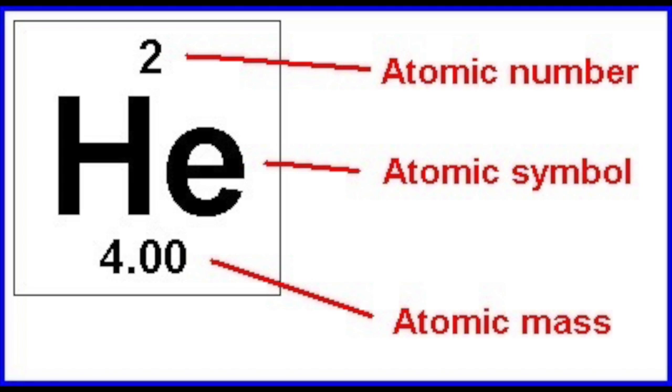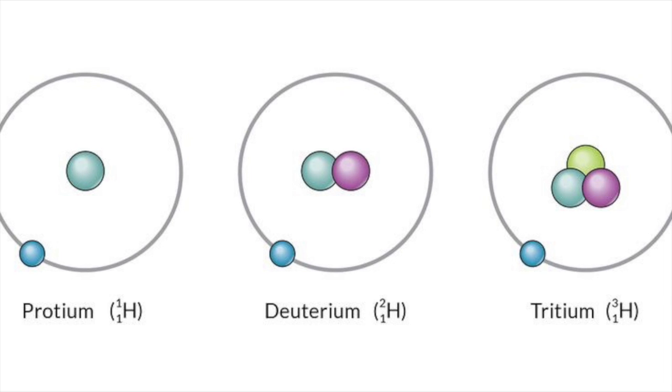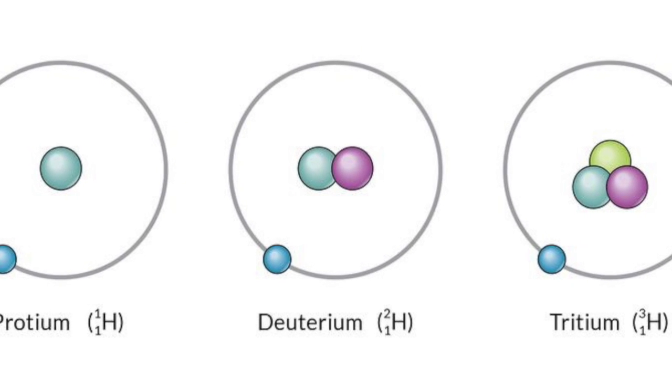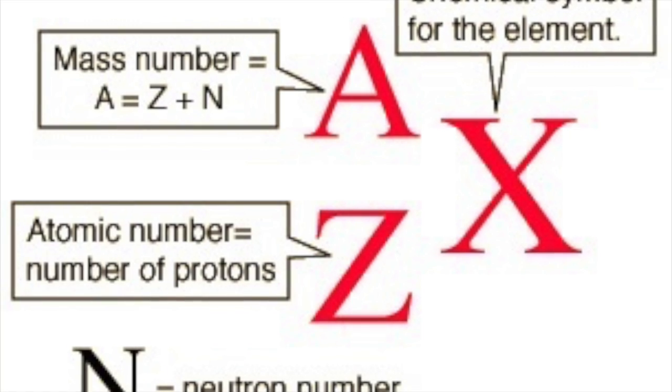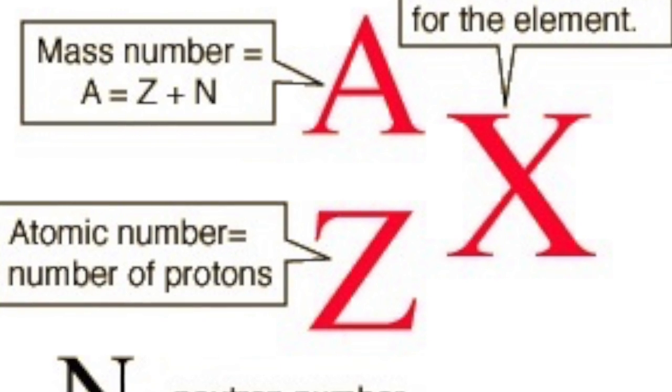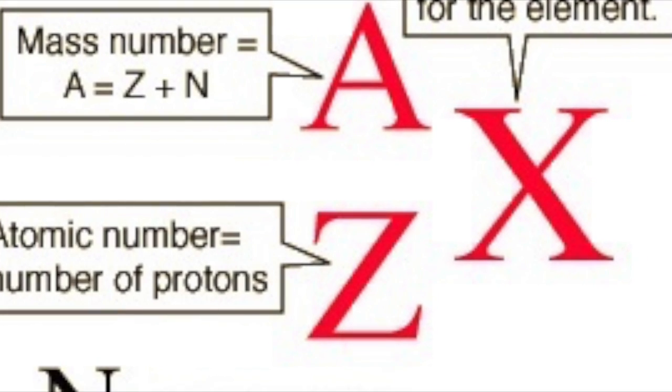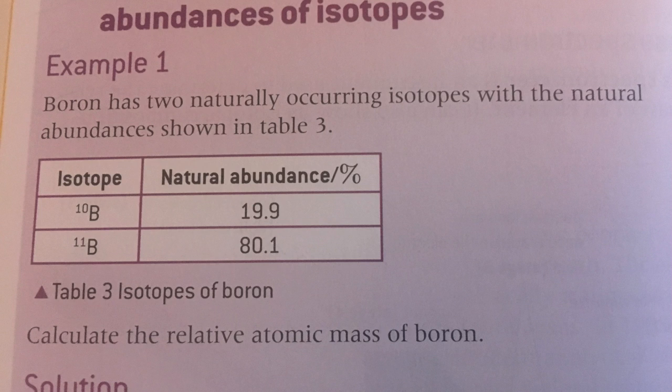Atomic number is the number of protons in the atom as well as its number on the periodic table. Atomic symbol is the element symbol on the periodic table. Mass number is the total number of protons and neutrons in the atom. An isotope occurs when there are forms of the same element with different numbers of neutrons. This is the nuclear symbol, where X is the nuclear symbol, A is mass number, and Z is atomic number.